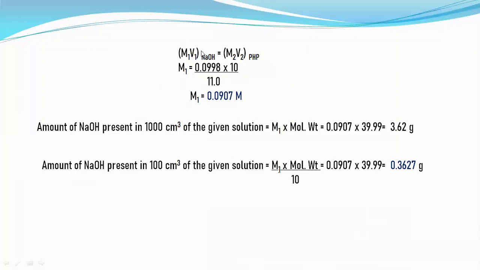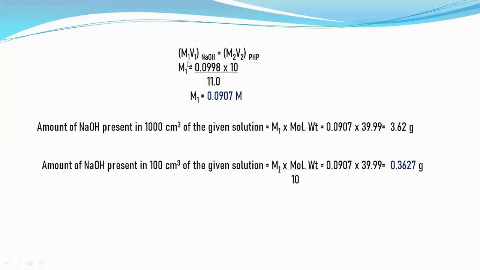That is what we need to find out. V1 of NaOH: we know that NaOH was taken in the burette, so the burette reading is nothing but the volume of NaOH. M2 is the molarity of PHP. Volume V2 of PHP is the amount of PHP we have pipetted, which is 10 ml. So we substitute 10.